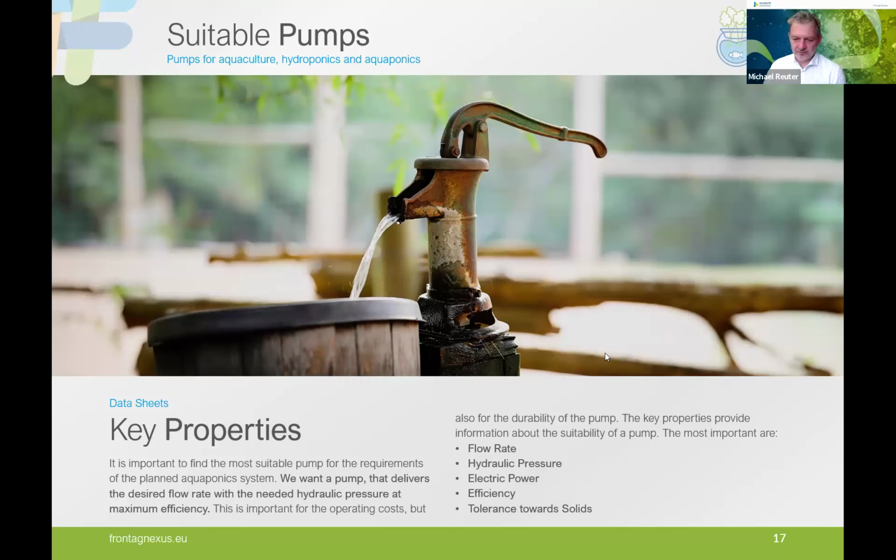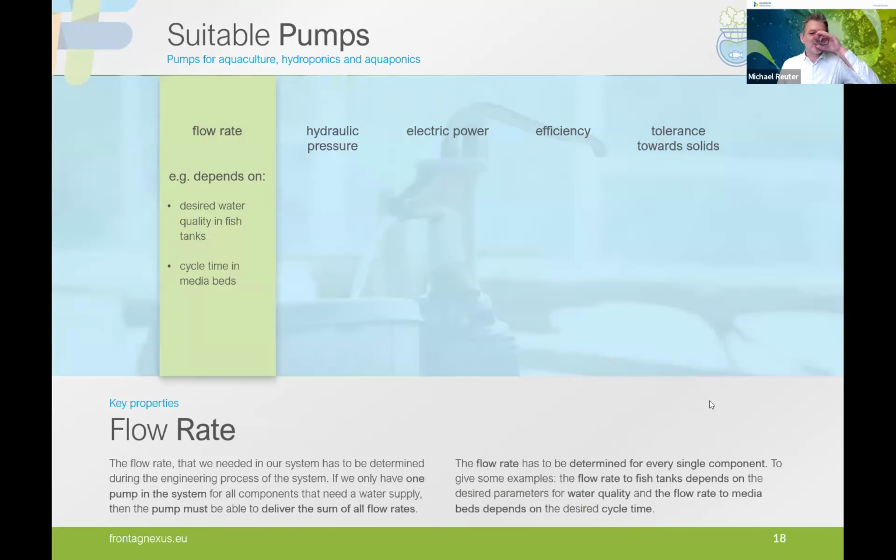Key properties of pumps are flow rate, hydraulic pressure, electric power, efficiency, and tolerance toward solids. The flow rate we need depends on the desired water quality in the fish tanks. That's what we just calculated. And for example, other needs for flow rates inside of our system. In case of our aquaponic systems, this could, for example, be cycle time in media beds or flow rates through a deep water culture or whatever that is added to the flow rate that we need inside of our fish tank.